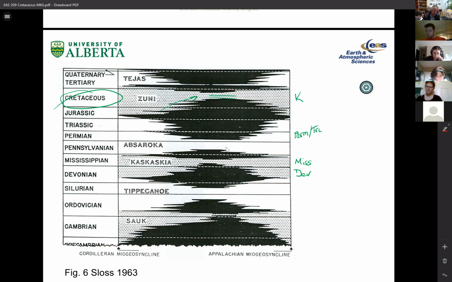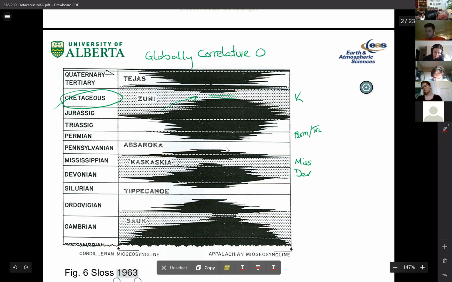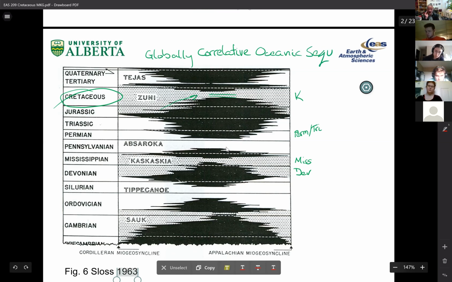And so now we can expand on this concept a bit as you become more and more comfortable with it. But the idea that Larry Sloss had was that these were globally correlative oceanic sequences. And I'm running out of space. Oceanic sequences. And what's driving these is probably, on the largest scale, tectonics.